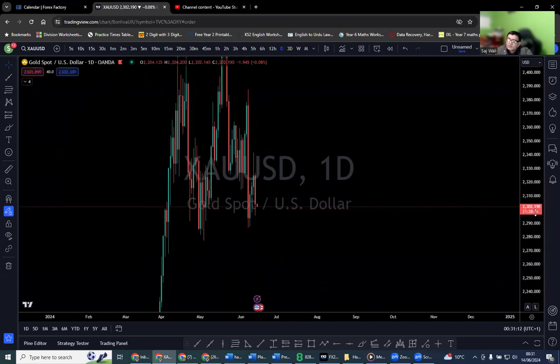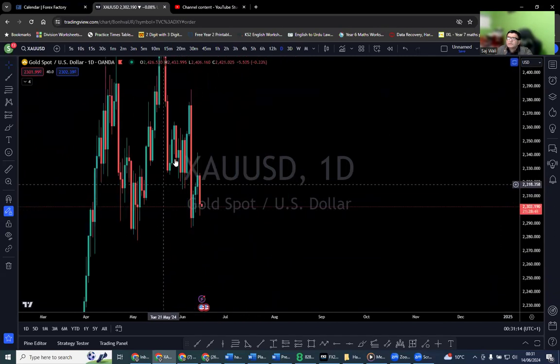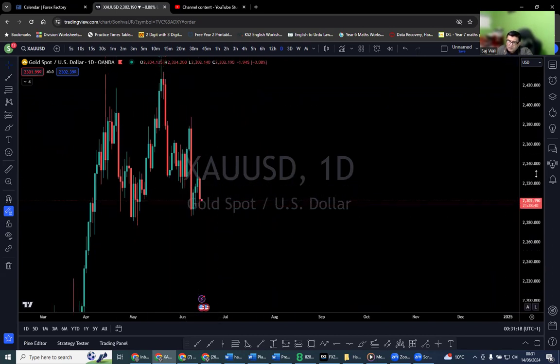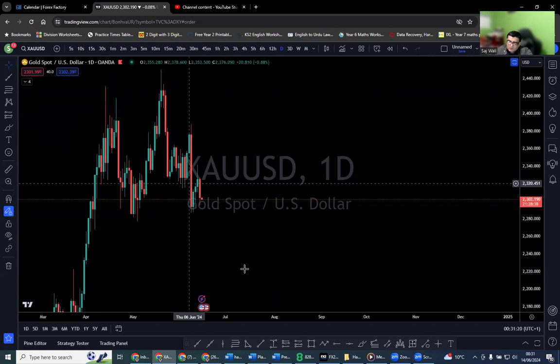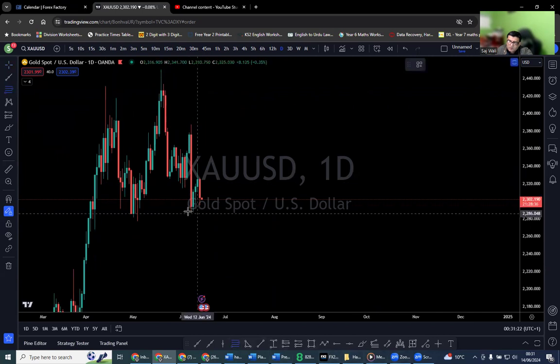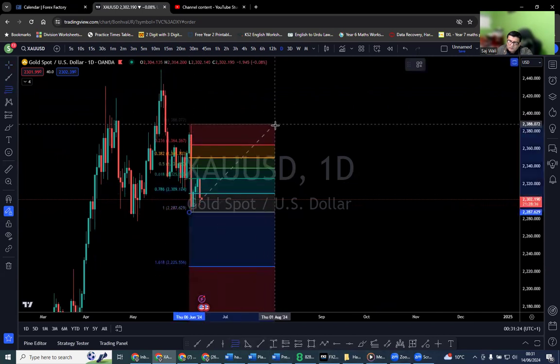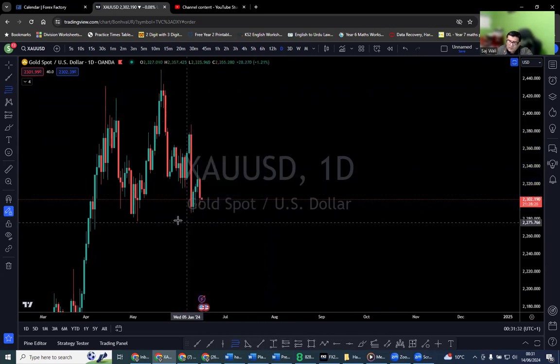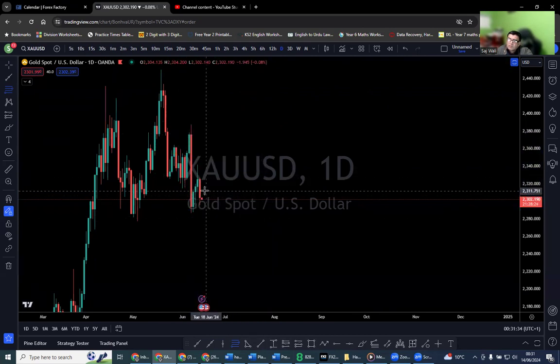Let's see what's happening in the previous day, and you can see that the market went to the downside. Previously, what did the market do? It touched almost 50% of the retracement of the previous day's candle, and now the market is moving to the downside.